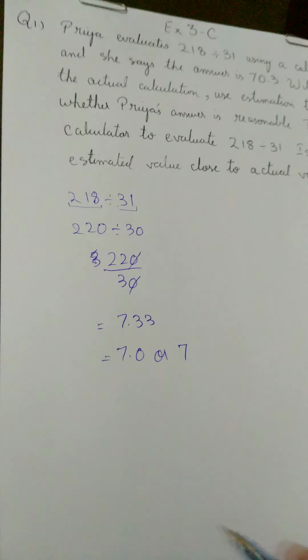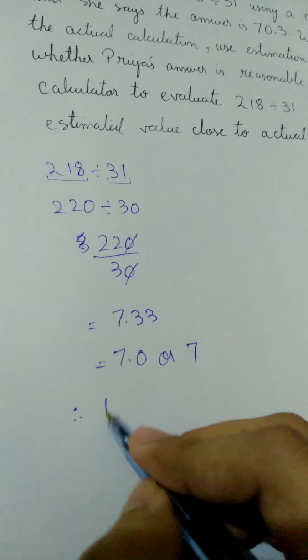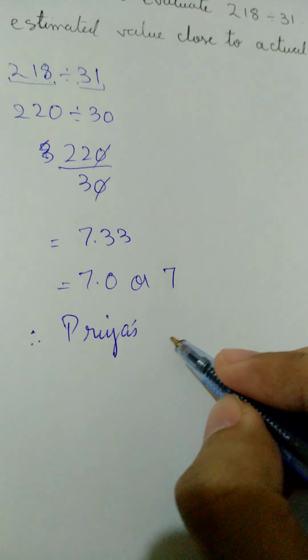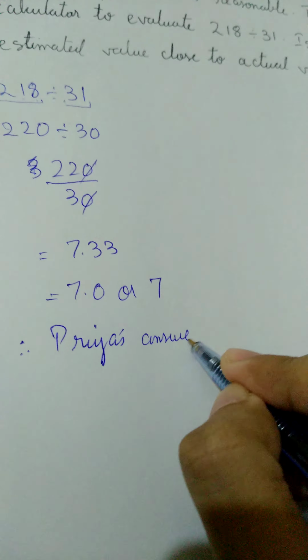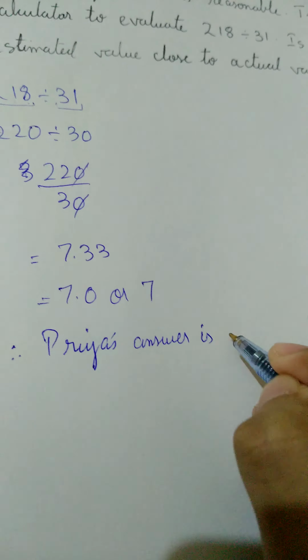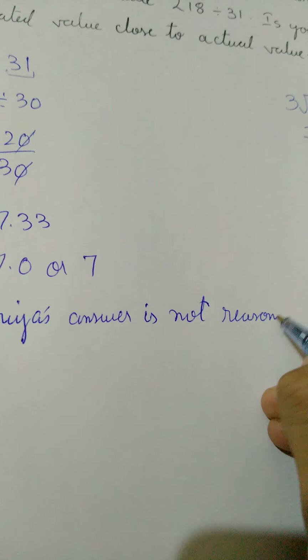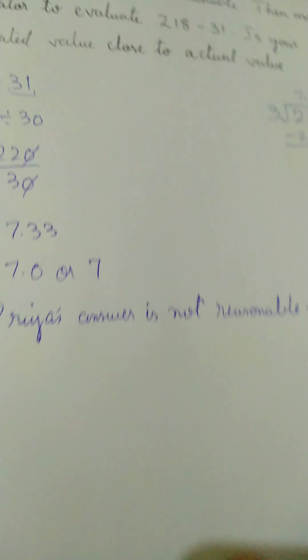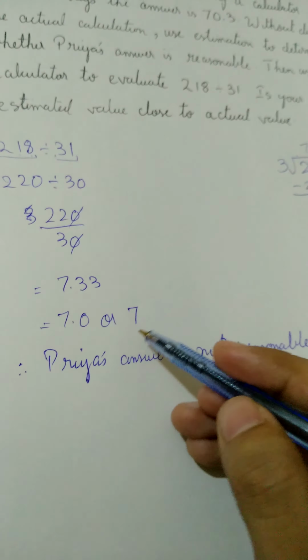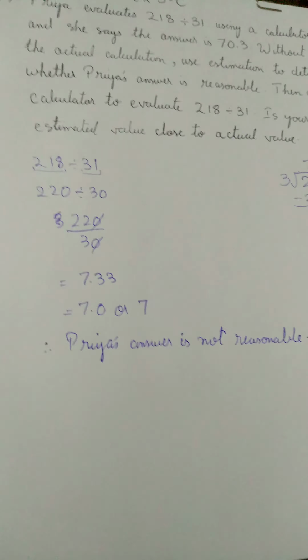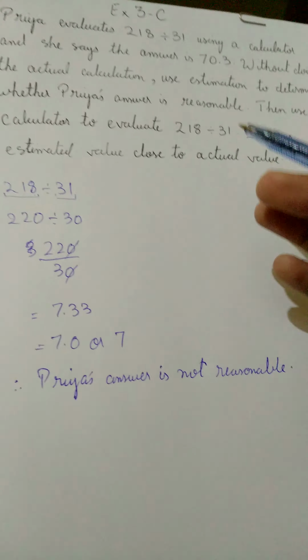So we can write that Priya's answer is not reasonable. The answer is not reasonable. As you can see, there's a very big difference between 7 and 70.3. So the first part of the question is done.